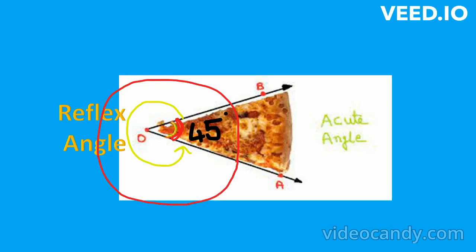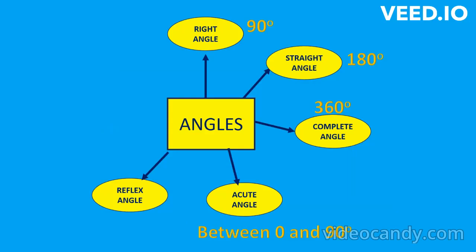We know that this whole angle makes a complete angle which is 360 degrees. We know this is 45. This full angle is 360. Now can we calculate this particular angle? Anybody? This is full angle minus 45, right? This makes 315 degrees. So reflex angles are usually 360 minus the acute angle, the opposite acute angle. A reflex angle is always greater than 180 degrees.